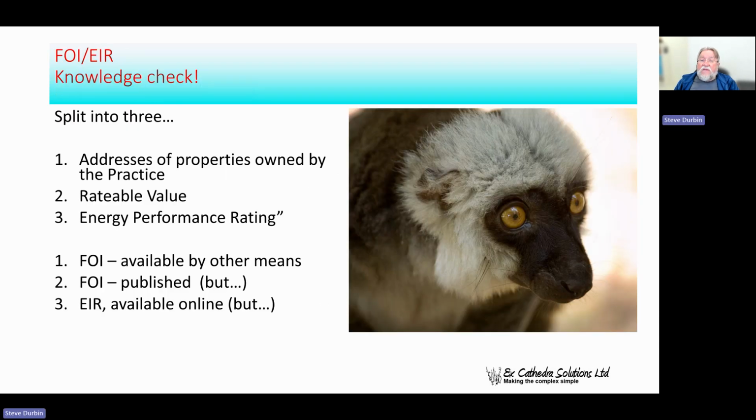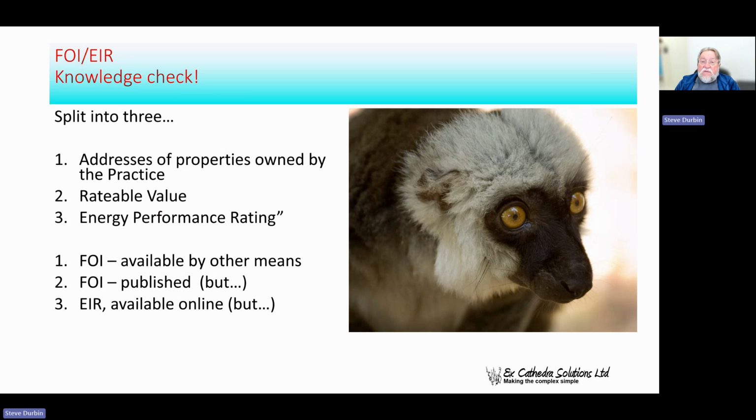Okay, so if we split this into 3 bits, okay, so the first thing is addresses of the properties owned by the practice. That's the first question. The second one is the rateable value of those addresses. And the third is the energy performance rating of those practices. Now, the first one is available by other means. You can get that from the land registry. So therefore, the answer is go and ask the land registry and pay their fee. The second one, the rateable value, is published online because your local authority publishes it. But you'd have to point them to that and say, it's over here. You can't just say, no, I'm not giving you this because it's published.